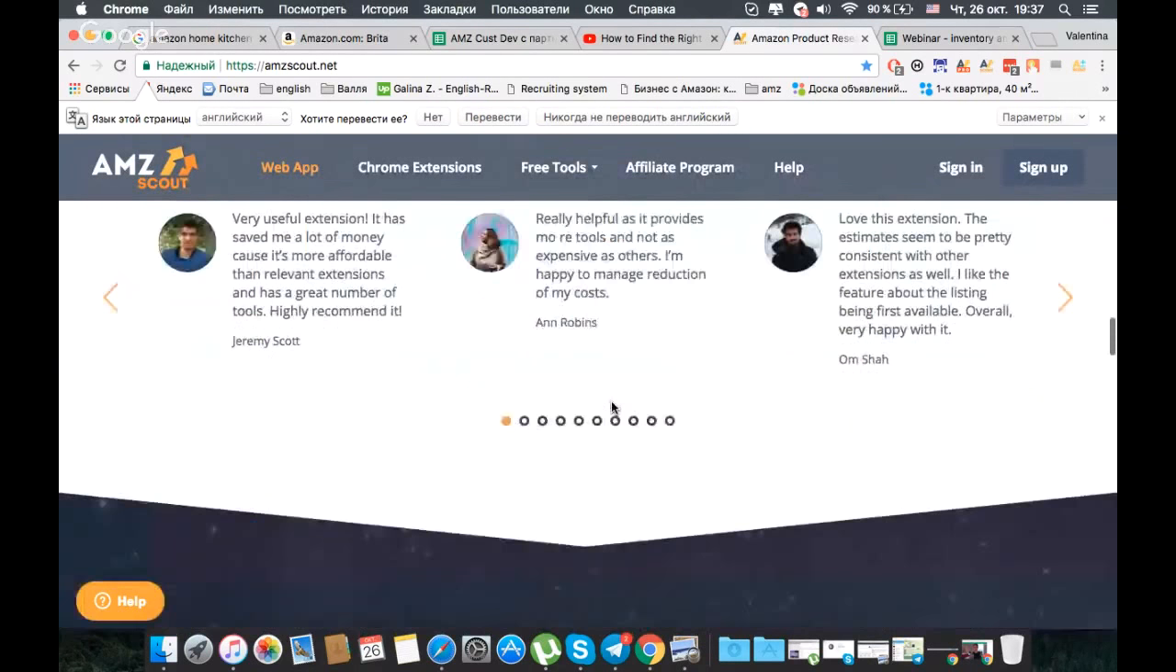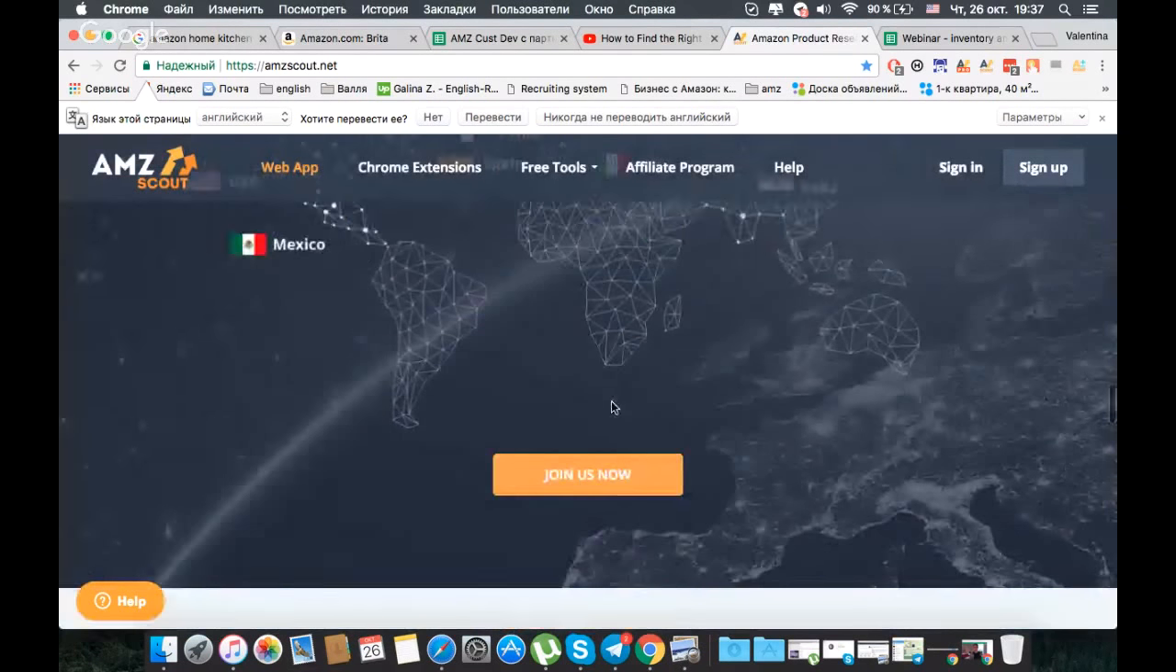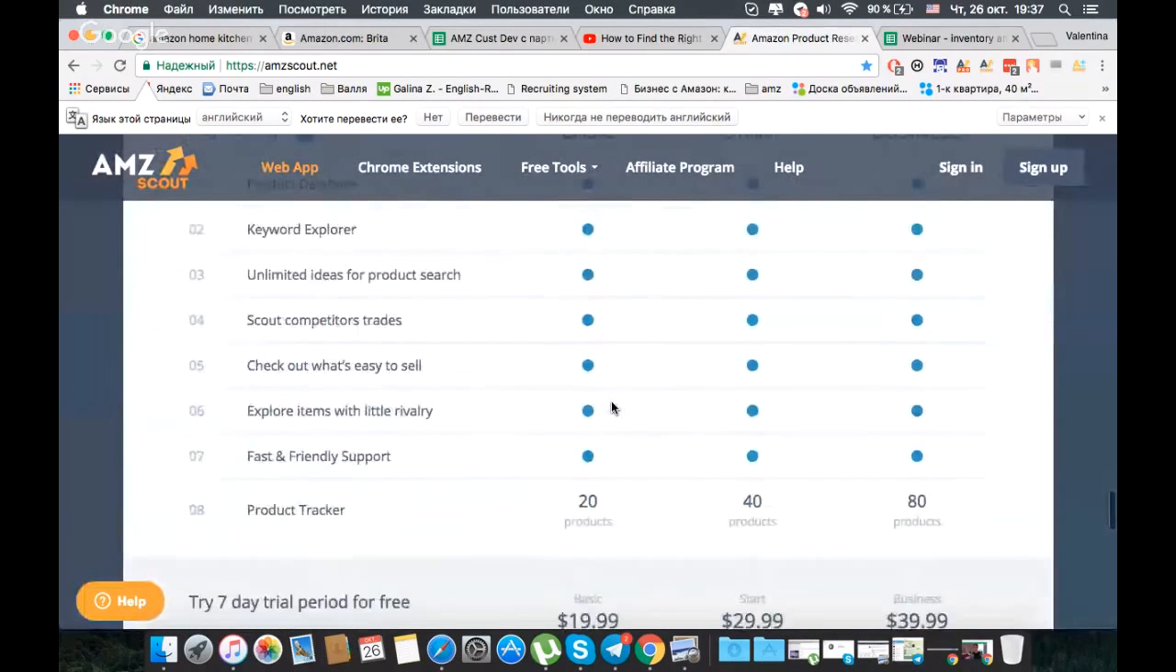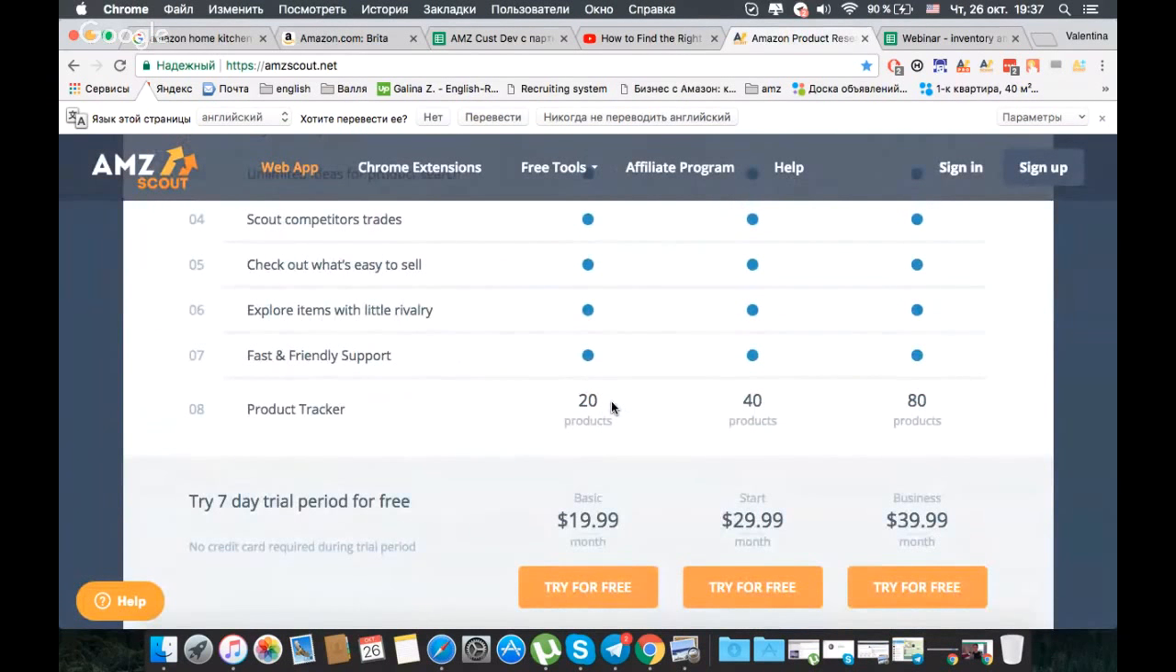Yeah, as for the price, we have 3 different tariffs. They are here. Well, the basic one is $19.99 a month. And this statistics about Keywords Explorer is actually taken from MerchantWords. We can do that because it's the same thing we're doing with Amazon.